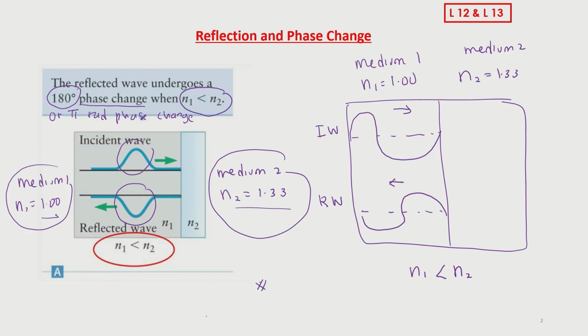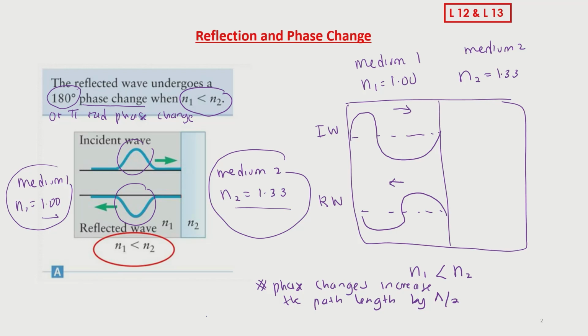So, the phase change increases the path length by lambda over 2.